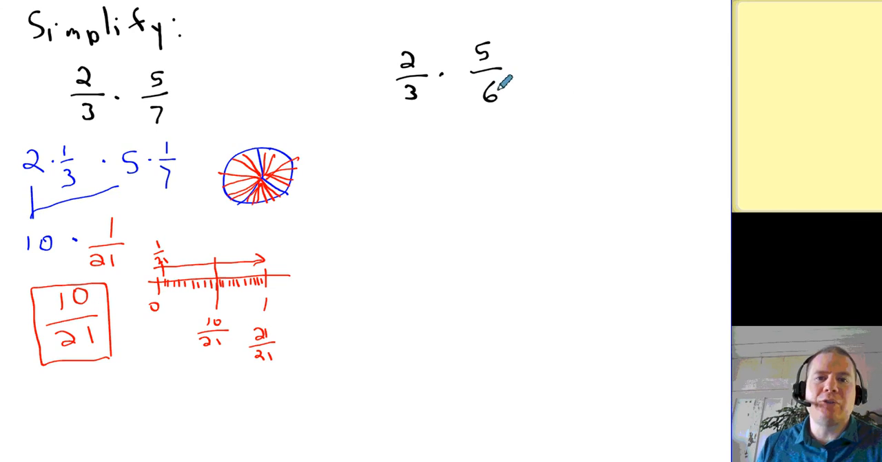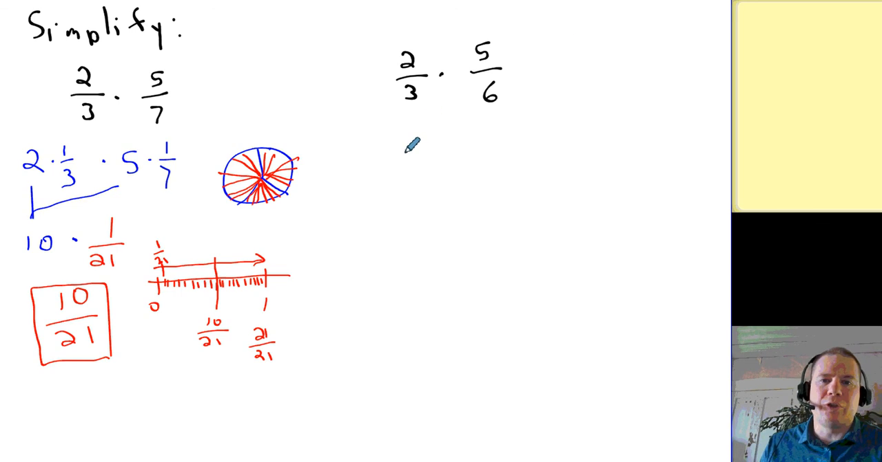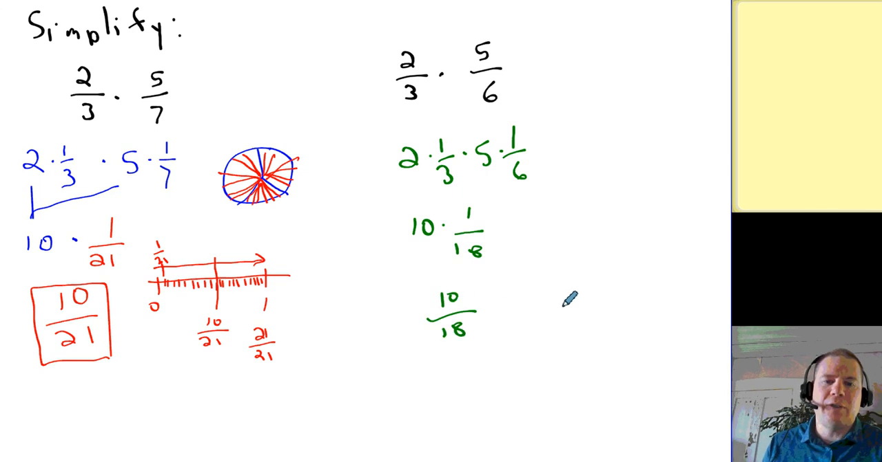Now I could do the same thing over here. 2/3 is 2 times a third. 5/6 is 5 times 1/6. 2 times 5, I associate those. That gives me 10. By the same logic that gave me 1/21st here, a third of a sixth is an 18th. So I can say 10/18.